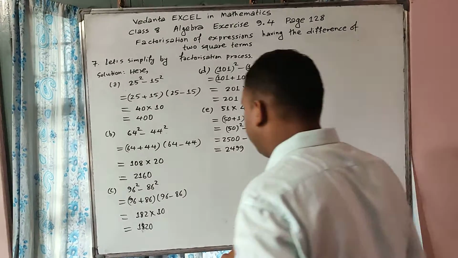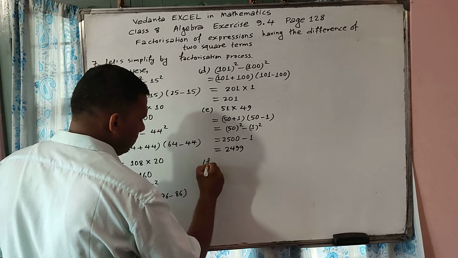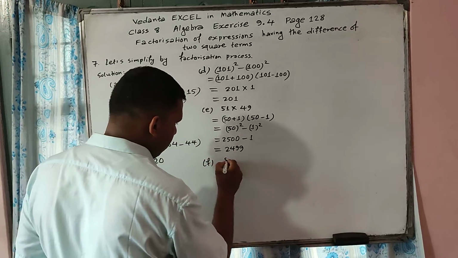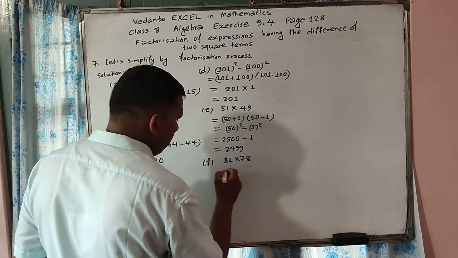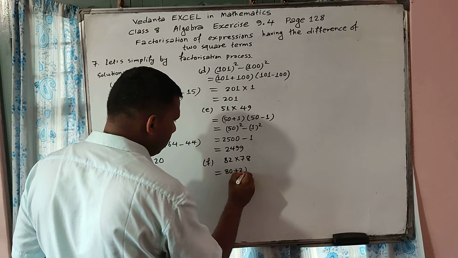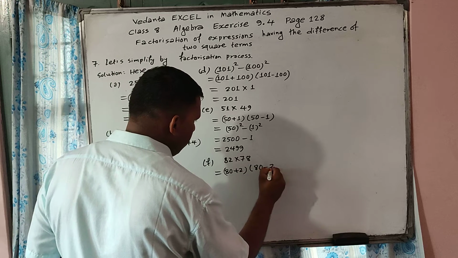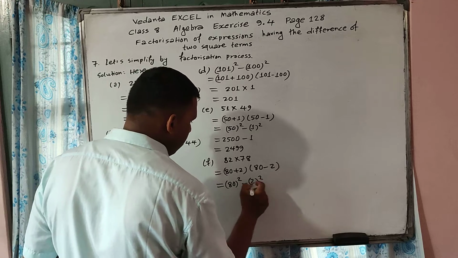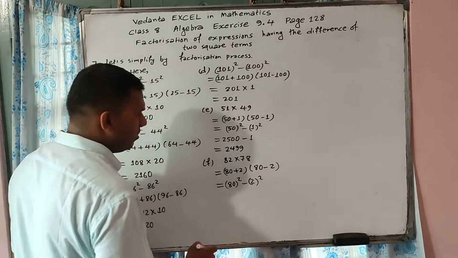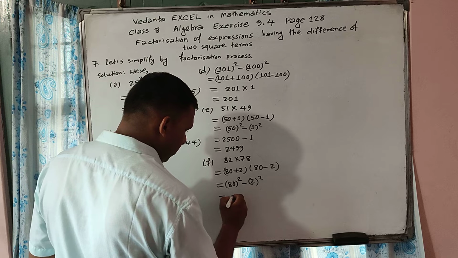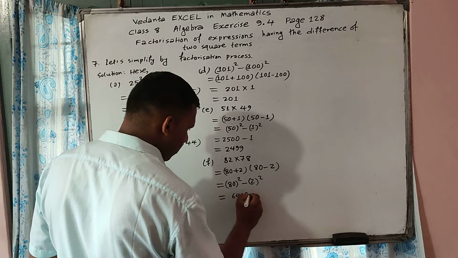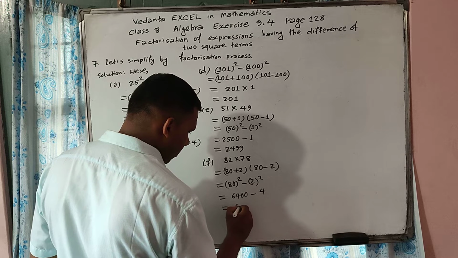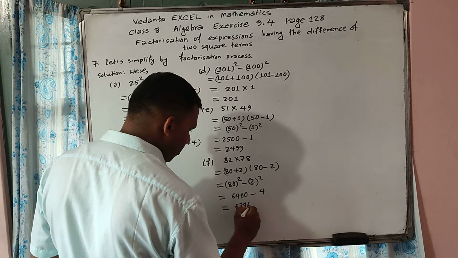Now for F. On F, we have 82 into 78, which is equal to 80 plus 2 into 80 minus 2, which is 80 square minus 2 square. A plus b, a minus b, that is a square minus b square. 80 square is 6400. 2 square is 4, that is 6396.